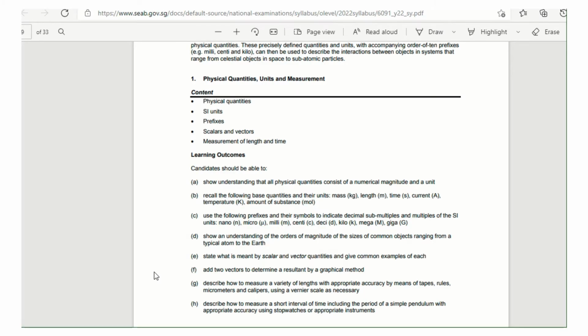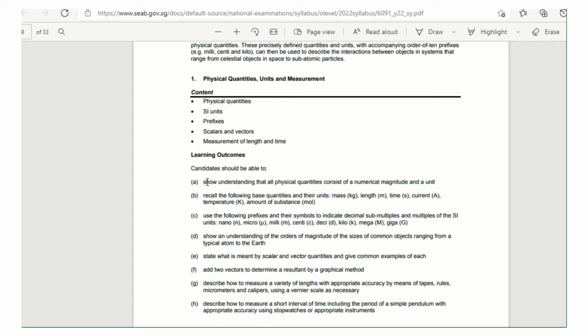In this video, I want to go through what you need to know for each chapter in physics. And for this video, we'll be focusing on the chapter physical quantities, units and measurements. To make sure that it is relevant to your O-level physics exam, I am going to base this summary on the syllabus. So here is the syllabus for O-level pure physics, and this is what you need to know for the chapter on physical quantities, units, and measurements. So let's go through them line by line.